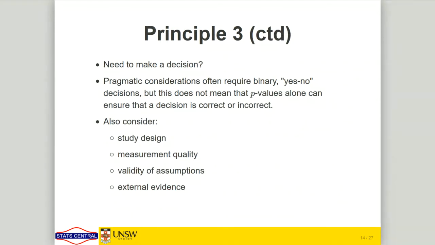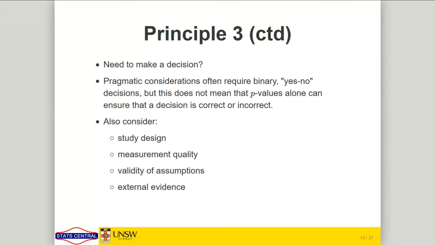But the retort to this principle is that, well, it's all well and good to think of p-values as continuous measures, but I do need to make a decision. In pragmatic situations, you often require a yes or no decision. Do we continue to do tests on this hypothesis? Do I give my drug to these patients? Does this drug get approved for funding? Absolutely, you have to make these decisions.